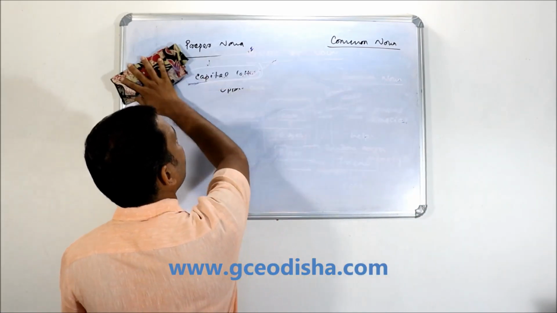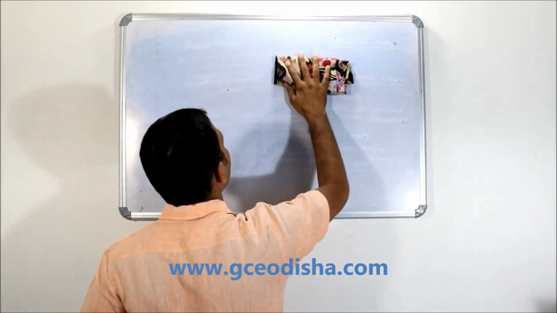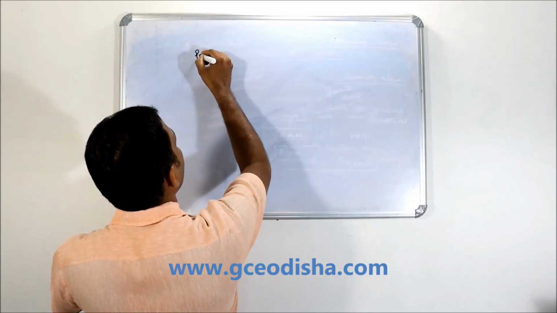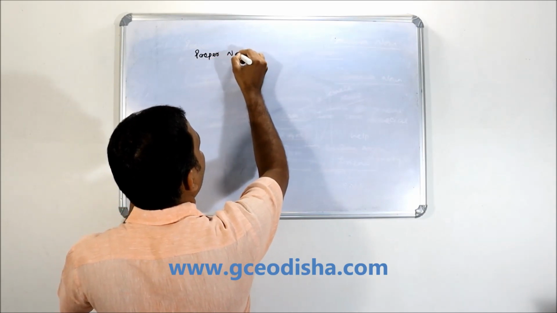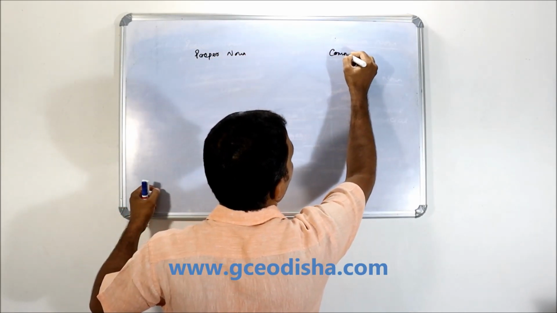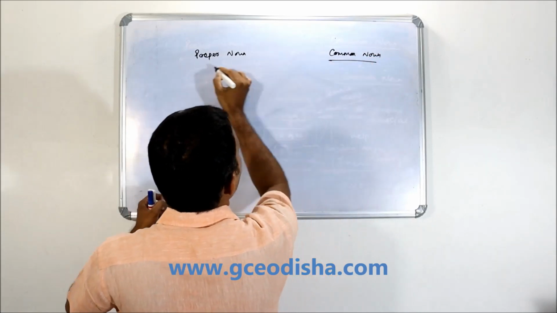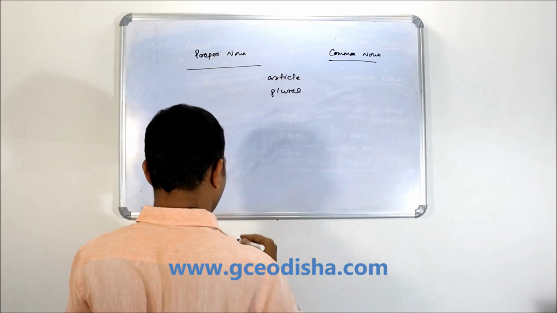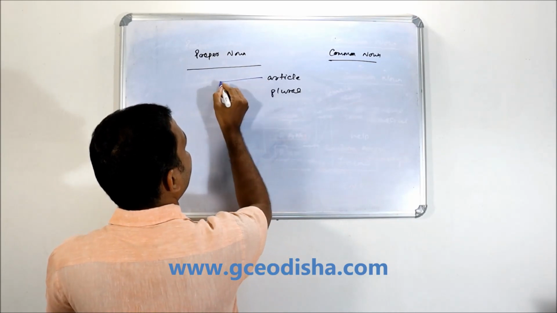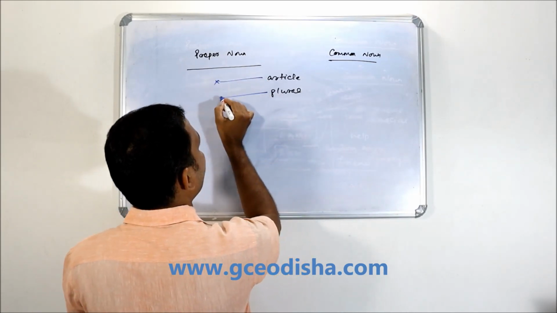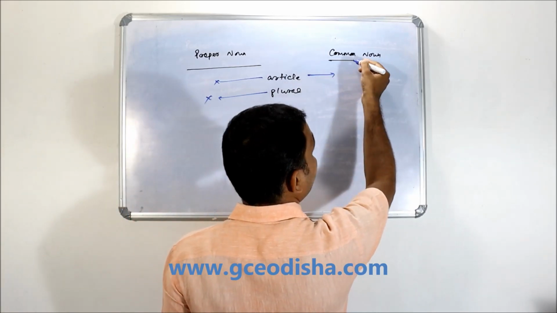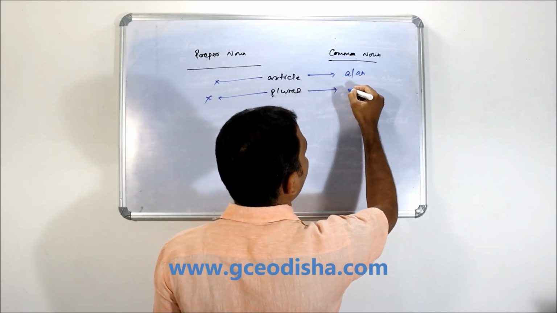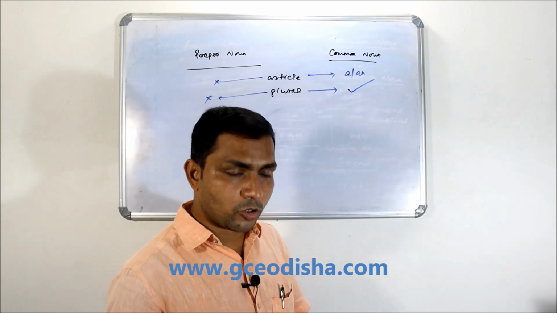Next, what are the other questions? Those are the examiner's favorites. See, a proper noun doesn't take an article, and a proper noun cannot be pluralized. It means you can't use an article before it, and you can't make it plural. But for a common noun, if it is singular, you can easily use a or an, and you can even make it plural.